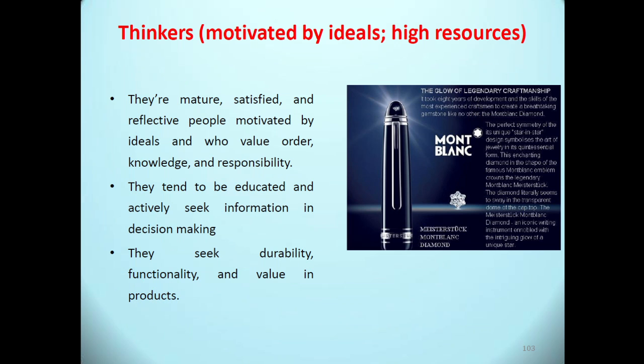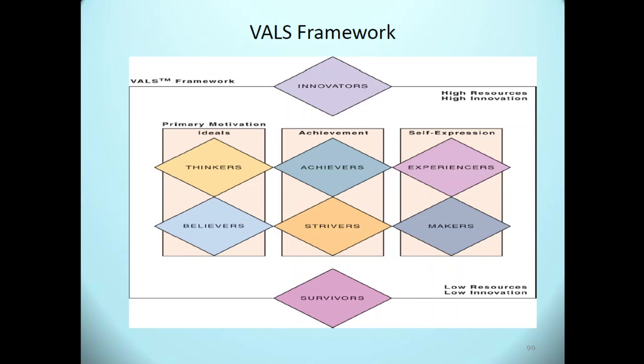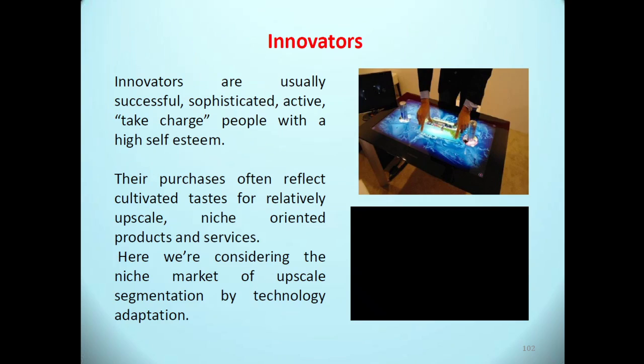If you're looking at thinkers, which are more motivated by ideals as well as high resource, I'll go back to that main diagram. Look at thinkers. Ideals and high resources. Where are they? Right, they're here. So they are ideals and they require high resources, and they fall into the first primary motivation category. We looked at innovators, which is on top. We're looking at the motivation of ideals, and under the ideal motivator, we're looking at thinkers.